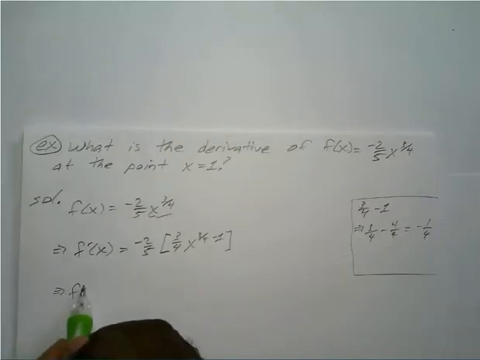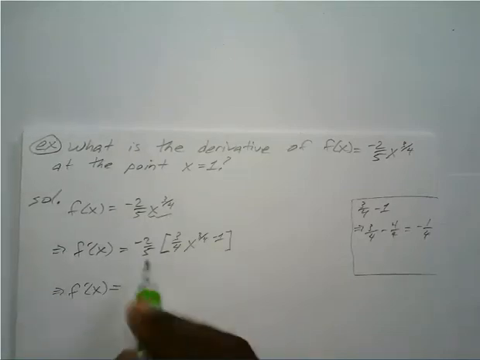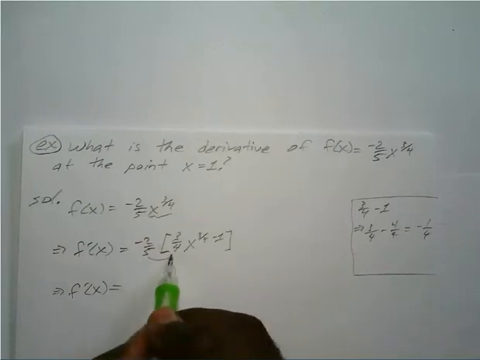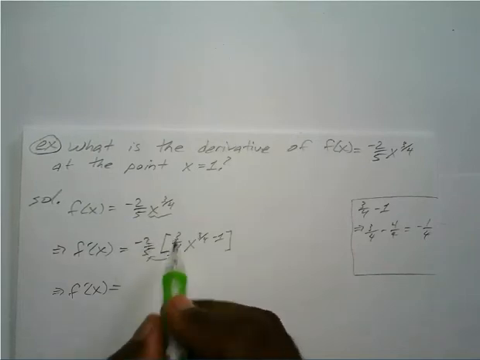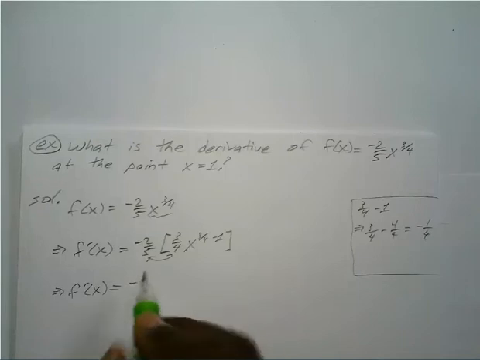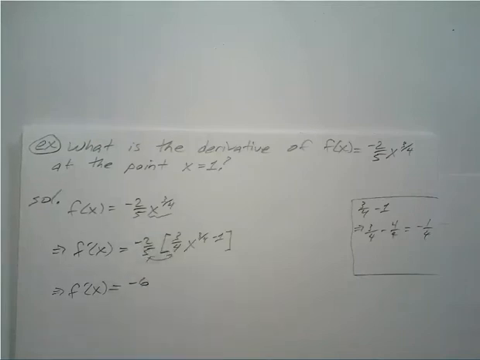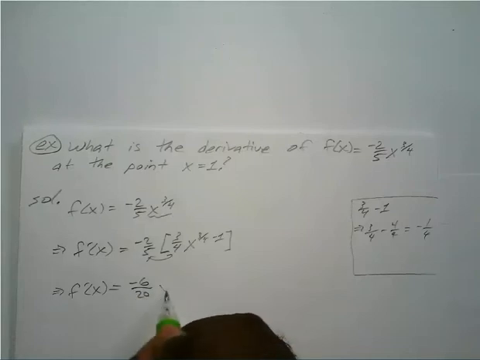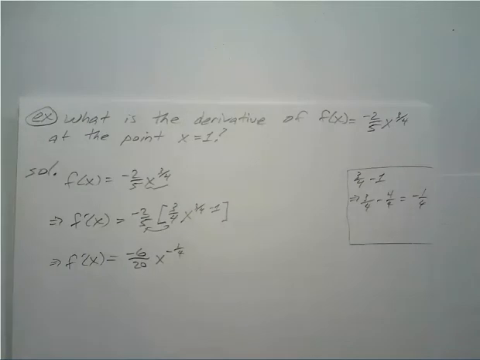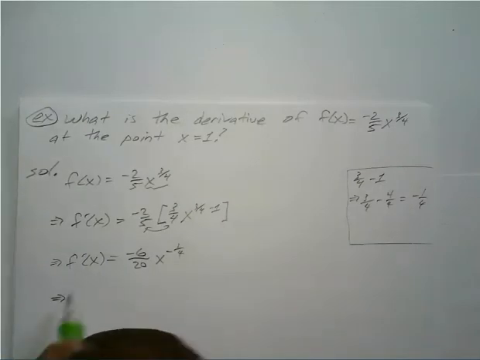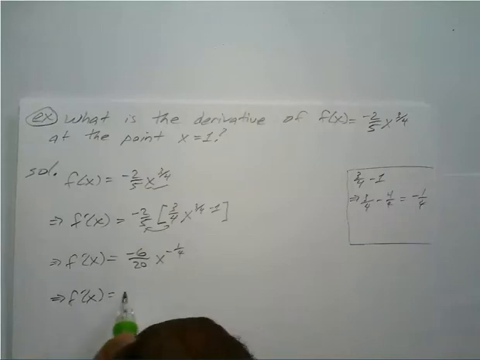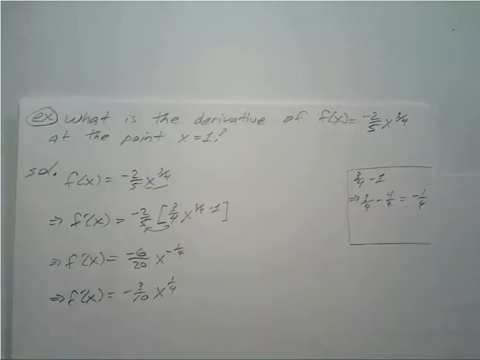All right, so your f prime of x is equal to, now you multiply these two. So negative 2 times 3 is negative 6. Or you can cancel out now or later, doesn't matter. And 5 times 4 is 20 times x to the negative 1/4. And again, if you chose to cancel out or simplify that later, f prime of x equals negative 3 over 10 times x to the negative 1/4, just to go ahead and get that out of the way.